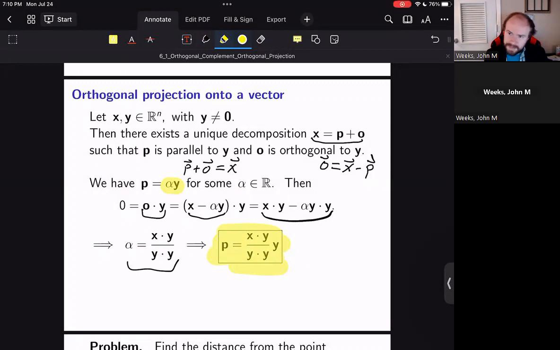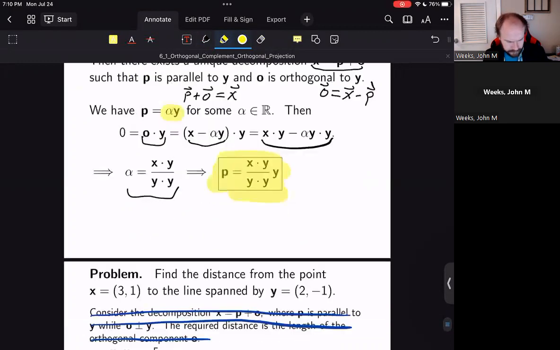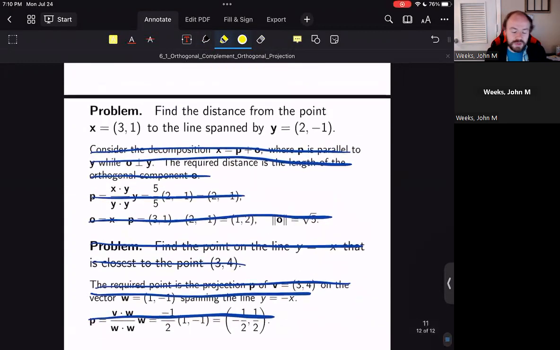This is usually talked about in 2-dimensional or 3-dimensional vector beginnings. Used sometimes in a calculus course, sometimes before or after. But this is useful because this helps us answer this problem.